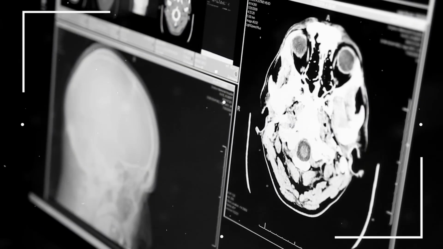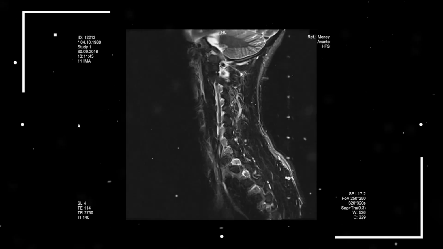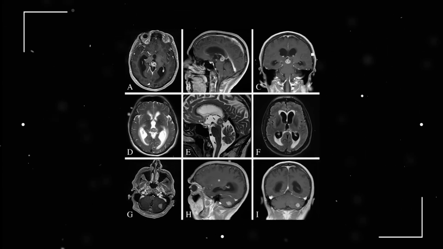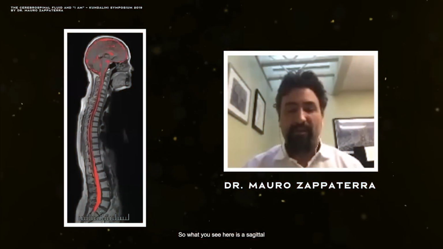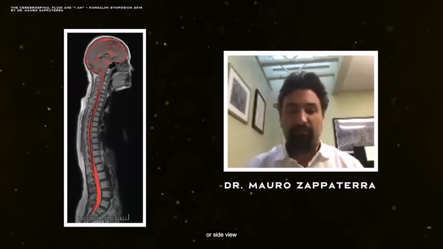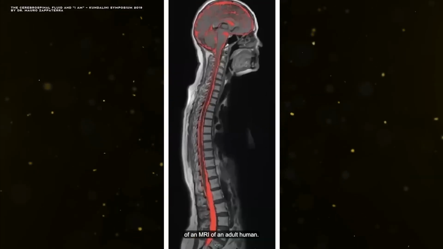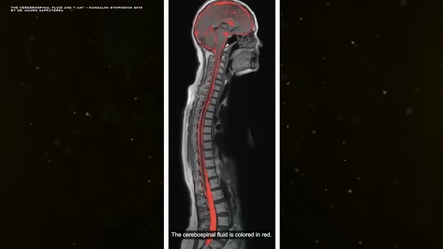Now, let's return to Dr. Mauro Zapatera's presentation. As we continue, everything will start to come together, offering a clearer understanding of the third eye and the pineal gland and their intricate workings. So, what you see here is a sagittal or side view of an MRI of an adult human. The cerebrospinal fluid is colored in red.